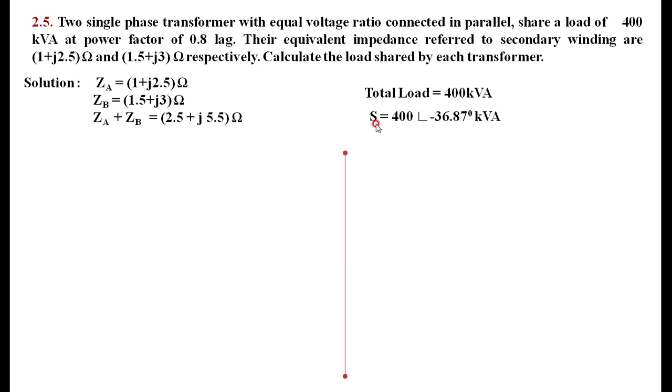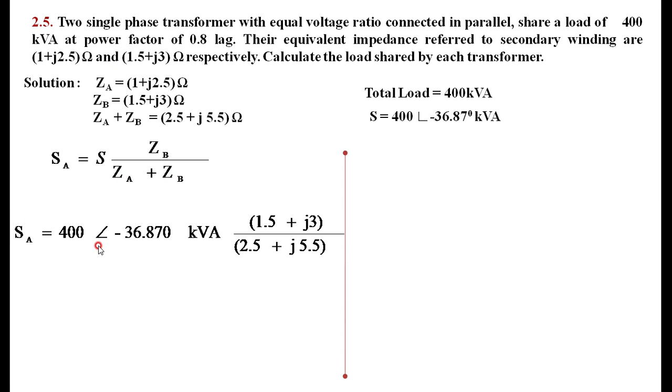Therefore, I am expressing S as 400 at an angle of minus 36.87 kVA. Then once again I am making use of the formula SA is equal to S into ZB divided by ZA plus ZB. S is this value, ZB and ZA are here, and you have to substitute in this equation. That is 400 at an angle of 36.87 degrees kVA into 1.5 plus j3, divided by 2.5 plus j5.5. You just have to enter this in your calculator.